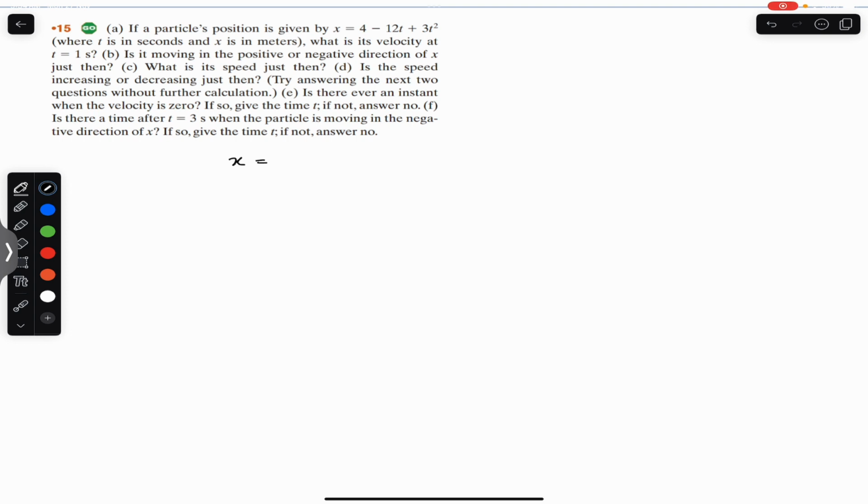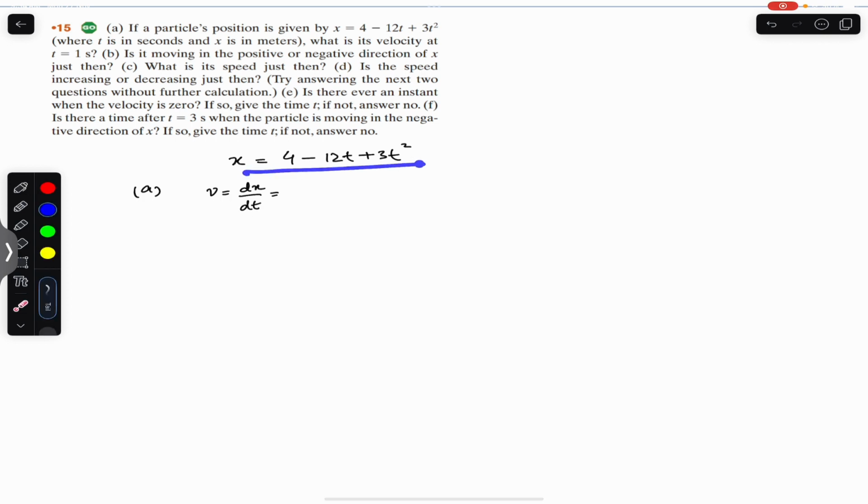So we are given x as a function of time, the position of a particle as a function of time: 4 minus 12t plus 3t square. In part A, we are required to find the velocity at t equals 1 second. The velocity is the rate of change of position, equal to dx by dt. So we need to take the derivative of x of t. The derivative of 4 is 0, this gives us minus 12, and 2 into 3 is 6, so minus 12 plus 6t. This is the velocity as a function of time.